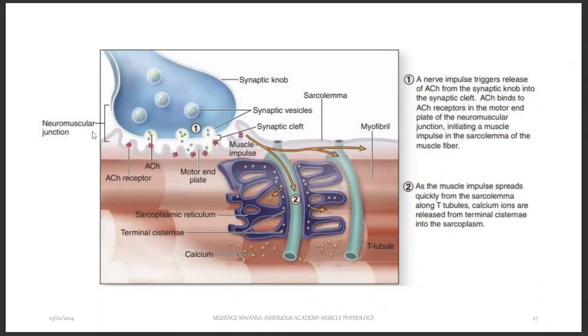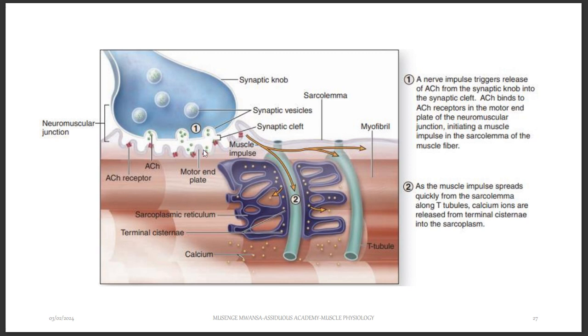So what happens at the neuromuscular junction is that the first thing is an action potential coming from the cell body of the nerve, and this is on the synaptic knob at the end of the nerve. When the action potential reaches it, synaptic vesicles are going to be released. These synaptic vesicles contain acetylcholine. When it is released, it's going to go into the synaptic cleft and bind to its receptors on the muscles.